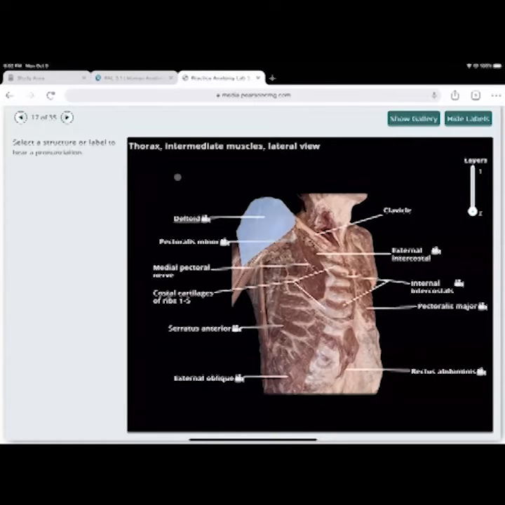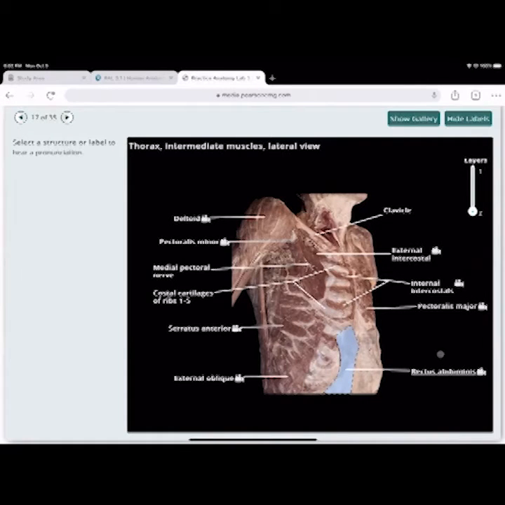All right, again, deltoid muscle, pectoralis minor, which is when the pectoralis major has been dissected away. The medial pectoral nerve, the costal cartilages of ribs 1 through 5, serratus anteriors, and external obliques. How they interface with each other. Again, the serratus anteriors from the side, and the external obliques feed into those edges.